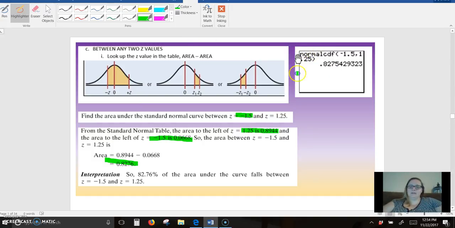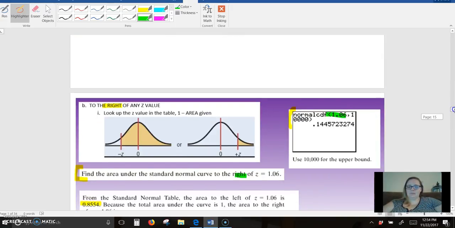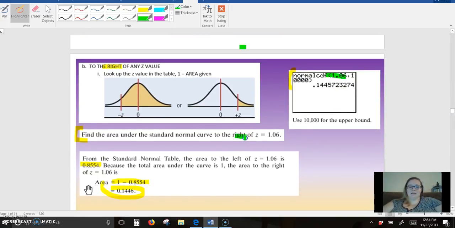All right, if you want to use the calculator, no worries. It's going to figure out that subtraction for you. You put the lower bound, which is the smallest number, then the upper bound, which is the biggest number, and it will automatically pop out. You don't have to subtract anything. The thing over here was that we wanted to the right, so we put the number we're looking for here, and then that generic 10,000.